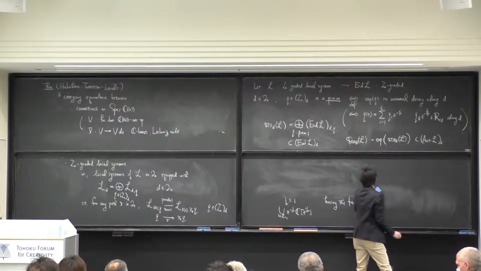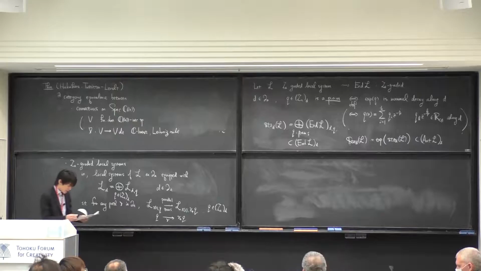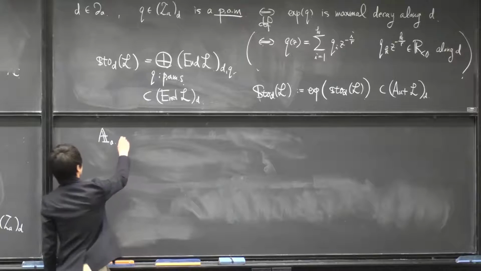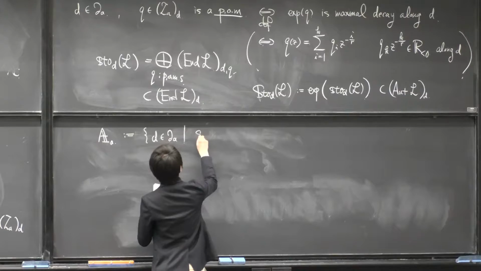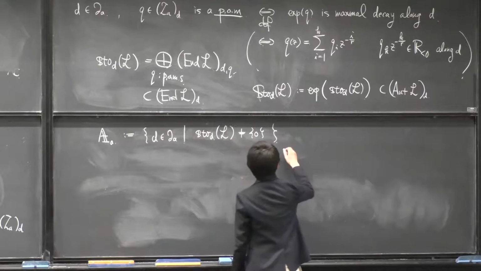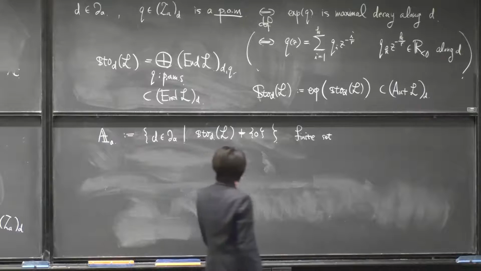So actually, the Stokes groups are trivial except for finitely many directions. Let us define A sub A to be the set of directions for which the Stokes group is not trivial. So this is a finite set, and we call this set the set of singular directions.